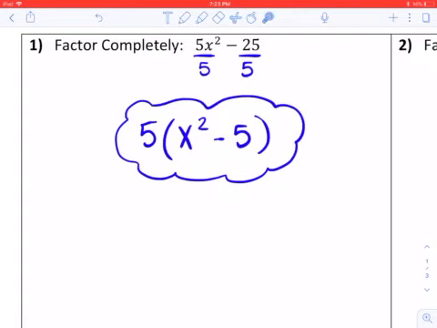I know a lot of you might be looking at this thinking that it stops because we've got x squared, which is a perfect square, and then we've got the minus sign. However, this is actually not DOPS because 5 is not a perfect square. So when you have something with two terms that's not DOPS, you can't do anything else to it. Therefore, this is our answer.